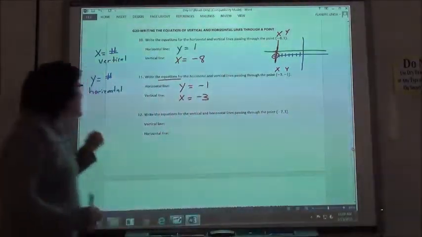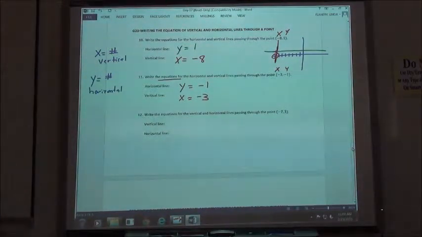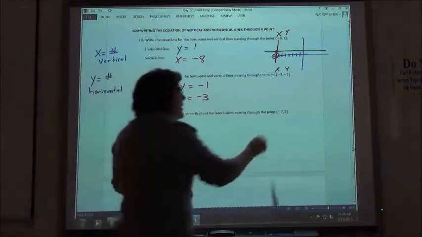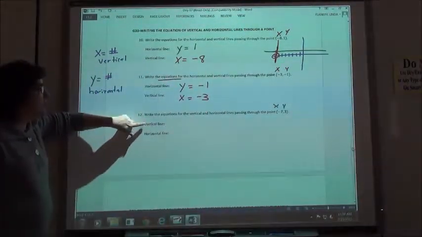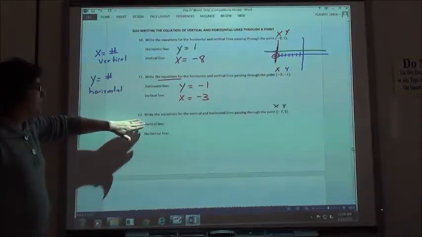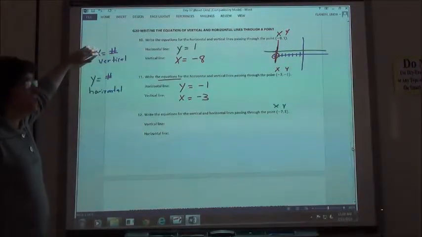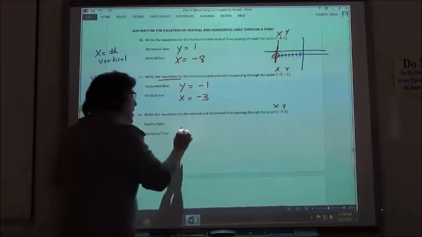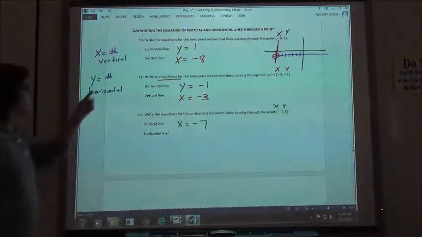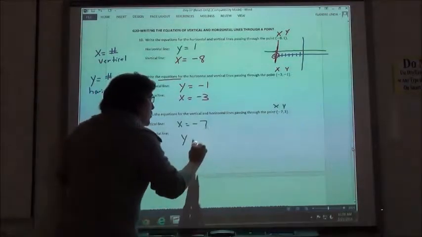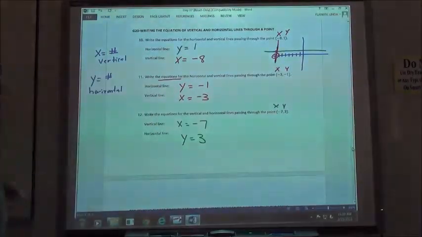So number 12, it says write the equation for the vertical and horizontal lines passing through the point (-7, 3). Again, this is my x and this is my y of my point. This time it asks for the vertical line first. The vertical line is the one that starts x equals. So x is going to equal negative 7. The horizontal line is the one that starts y equals, so y equals 3.